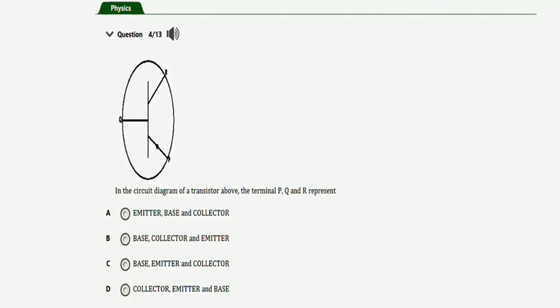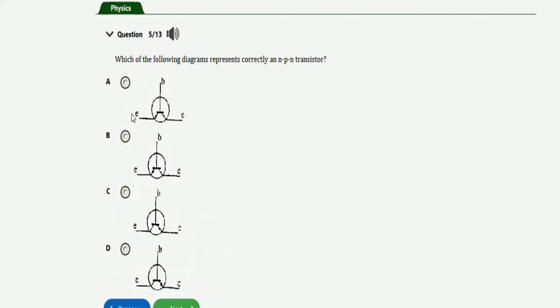Okay, next question says which of the following diagrams represents correctly an NPN transistor. So pay attention to this diagram as well. The right one that represents an NPN transistor is here, where the flow of current is pointing towards the emitter. That's option B. The flow of current here is pointing downward towards the emitter, E. So the right option is option B.